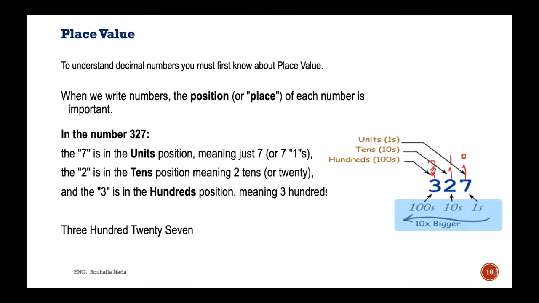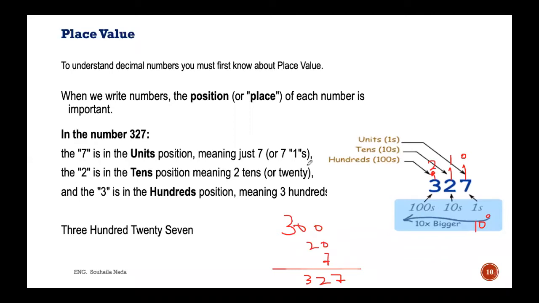So let us see how we reach 327. 7 multiplied by 10 to the power of its position, which is 0, plus 2 multiplied by 10 to the power of 1, plus 3 multiplied by 10 to the power of its position, which is 2. Then we add them: 300 plus 20 plus 7, and we end up with 327. Why are you telling us this now?